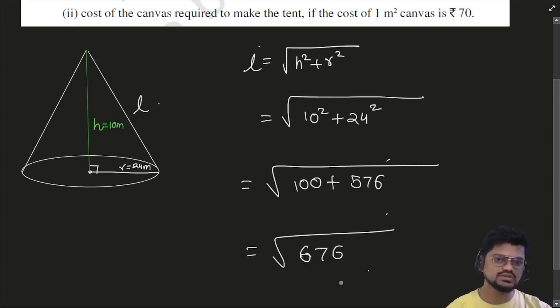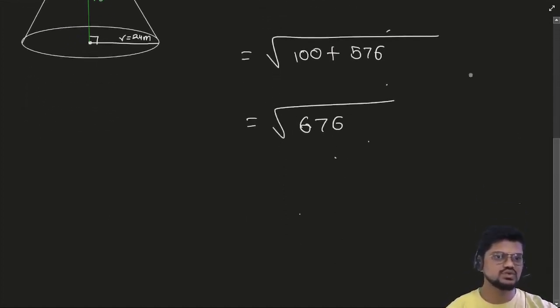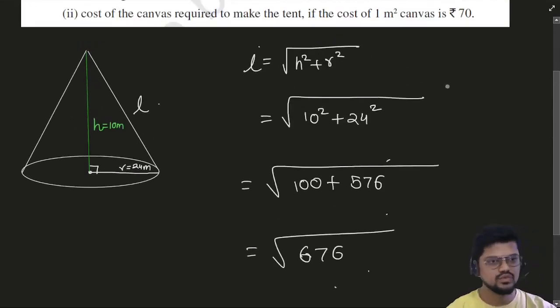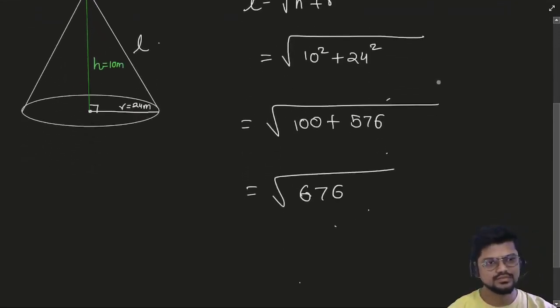Now if I want to find the square root of 676, so what do I do? 26. But if you don't know, then how will you get the square root? So we will do factorization of 676. You have to do the prime factorization of 676, right?